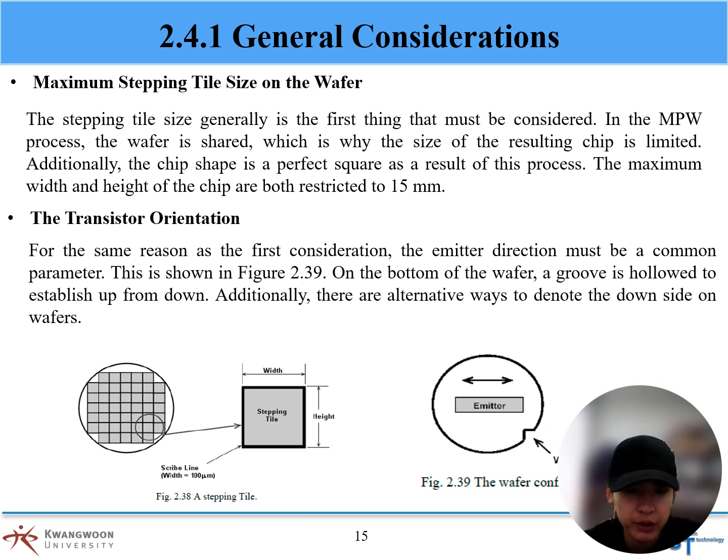For the same reason as the first consideration, the emitter direction must be a common parameter. This is shown in figure 2.39. On the bottom of the wafer, the groove is hollowed to establish up from down. Additionally, there are alternative ways to denote the downside on wafers.